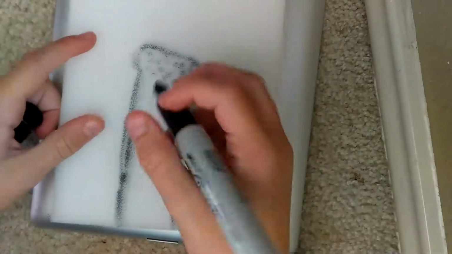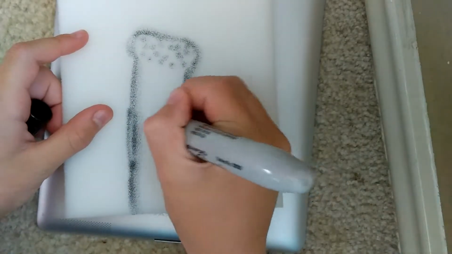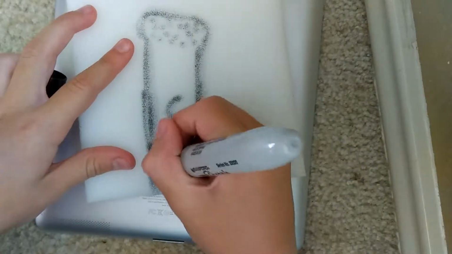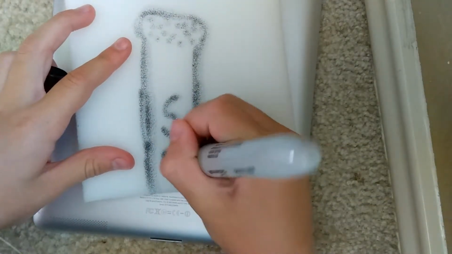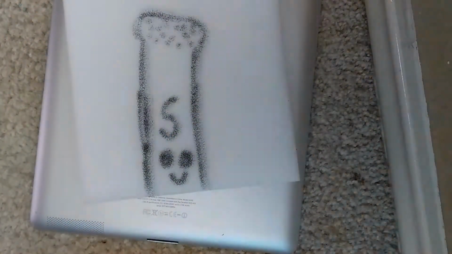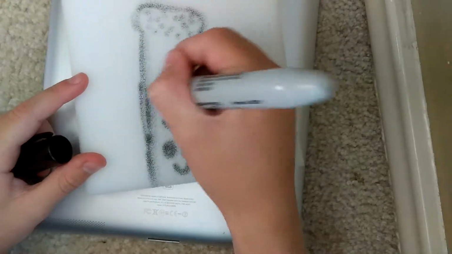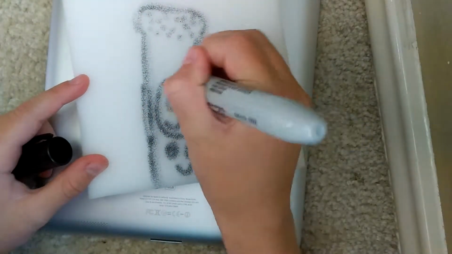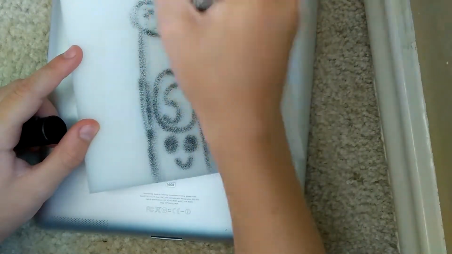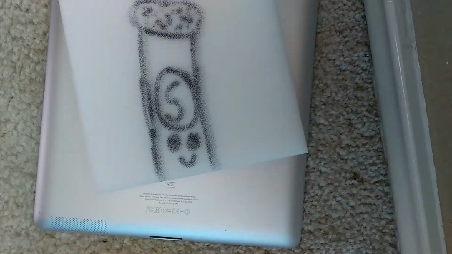And so, I don't know if you can see it at all, but then I'm going to draw a little S. And then a little face. So I'm going to circle the S. And there's my salt squishy. So now I'm going to cut it out.